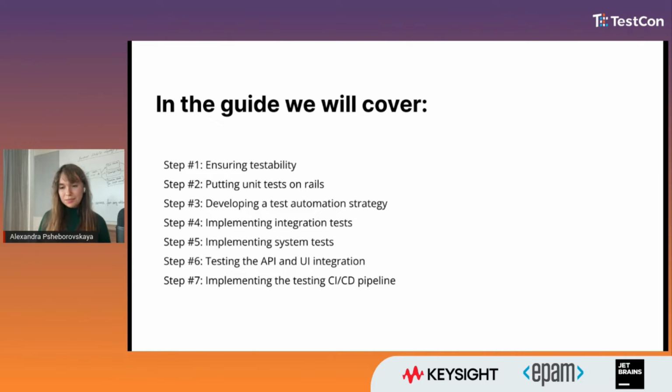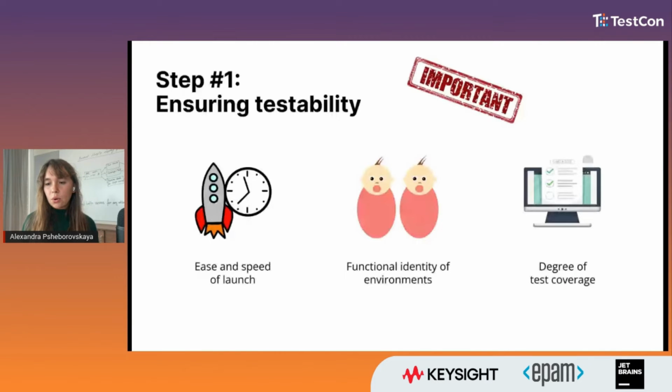So let's start from the first step. One of the highest priority characteristics of a system is testability. As you know, any modern development pipeline includes test results and metrics for each commit. Such a pipeline must meet a few basic requirements.